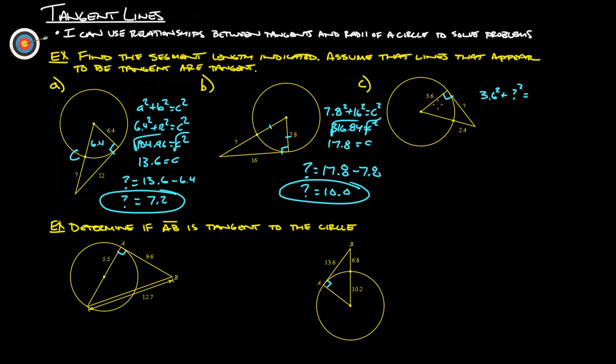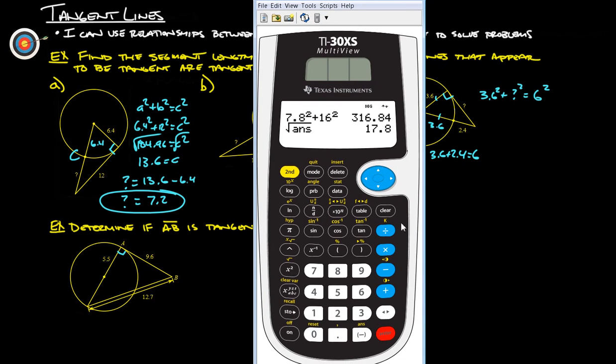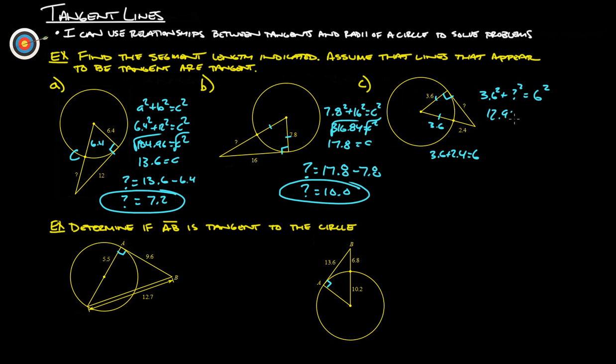But we also know that this and these are both radii. So they have to be the same. So this is 3.6. So we're going to take 3.6 plus 2.4 to give us a total of 6. So that's going to equal 6 squared. Okay. So now we calculate that. So 3.6 squared is going to give us 12.96 plus question mark equals 6 squared is 36.